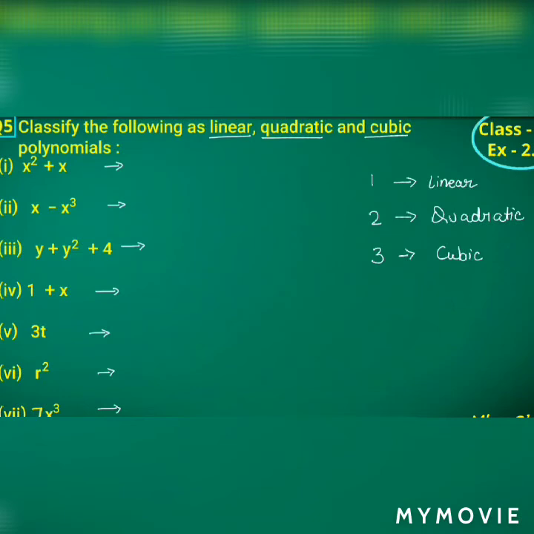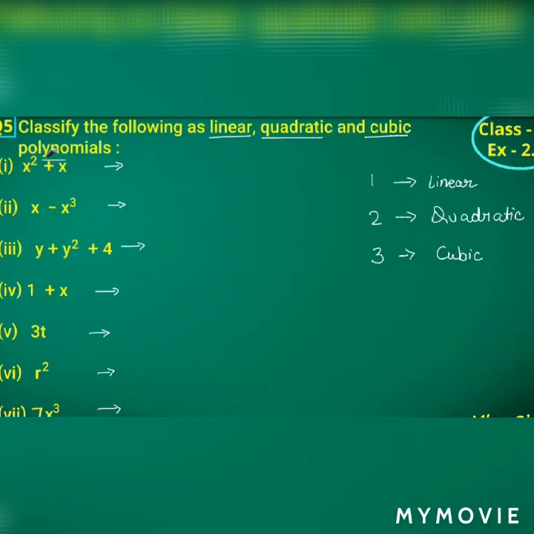Now come to the next one. Classify the following as linear, quadratic and cubic. As I told, if the degree of the expression is 1, those expressions, the equations are said to be linear. If the degree is 2, then those are said to be quadratic. If the degree is 3, then that expression is said to be cubic, isn't it? Here we have to only worry about the degrees, and we have to name according to the given expressions.